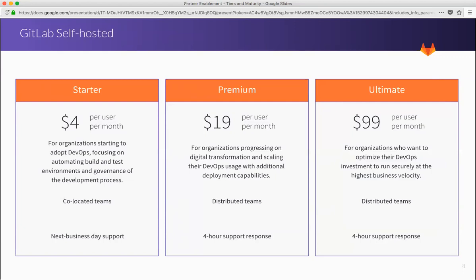For example, in starter, this is for organizations starting to adopt DevOps, focusing on automating the build and test, et cetera. So also is something I had mentioned earlier, which is the level of support that they get. At starter, it's next business day. As you're starting to scale out, you need better support. It's 4-hour support response. And then with ultimate, as you're really optimizing, it's still a 4-hour response, but you also have a TAM, technical account manager, to work with.